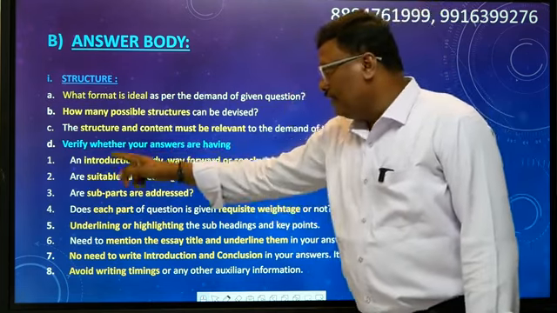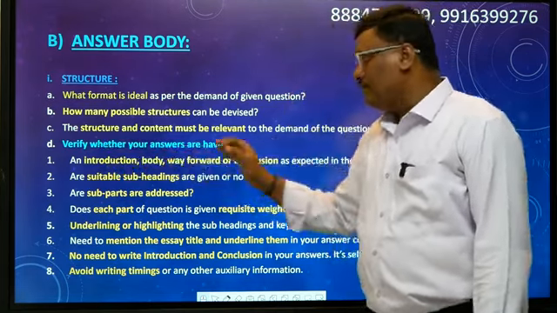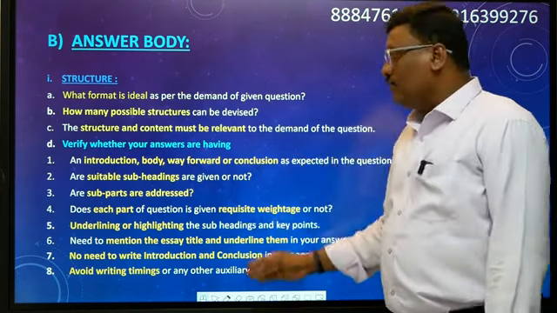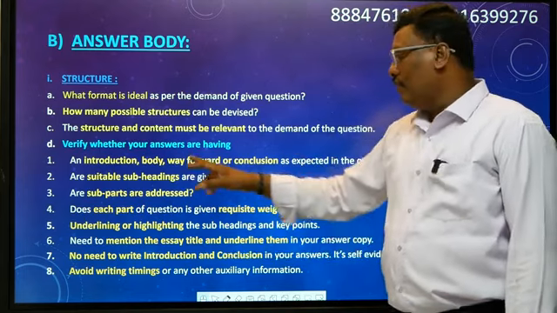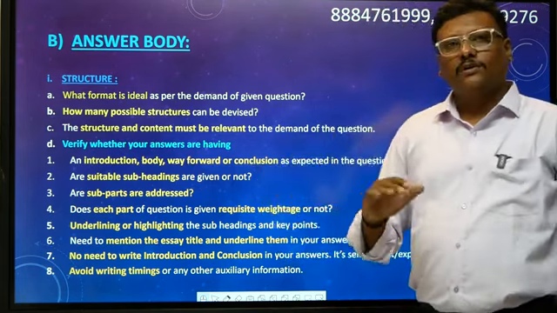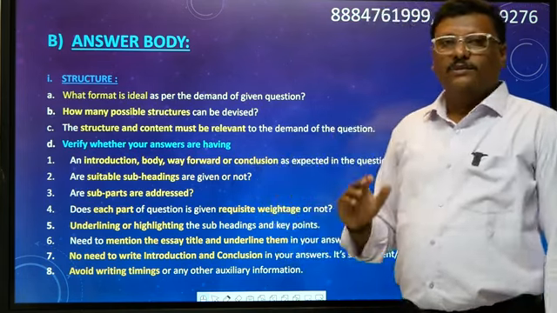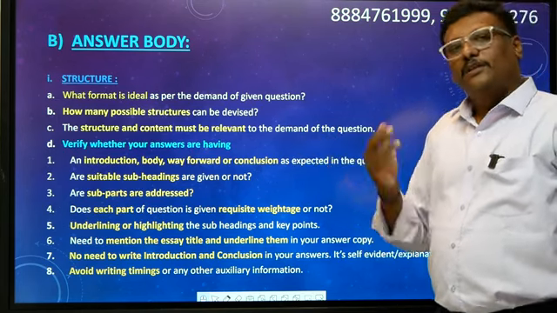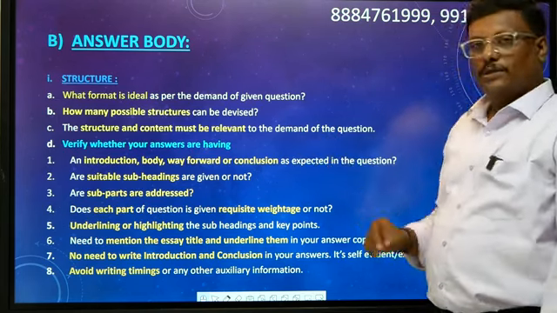So next, after writing that, you need to verify whether your answers have an introduction, body, a way forward, or conclusion. Way forward is given to issues. Conclusion is given to certain sorts of questions. For example, explain, discuss, describe. These sorts of questions require a conclusion.